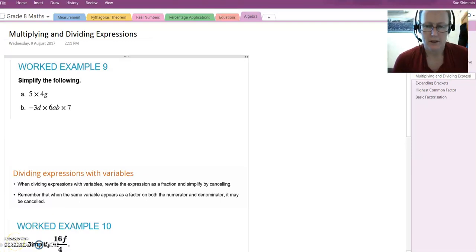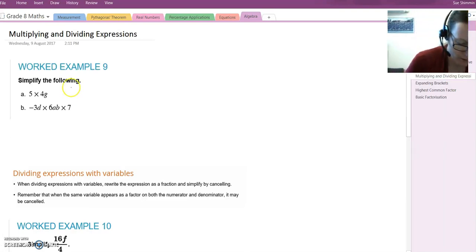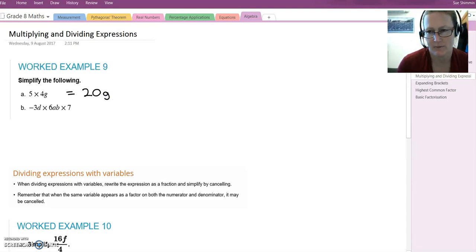Okay, I think multiplying and dividing expressions is actually easier than adding and subtracting, because you can multiply unlike terms. So for example, in A it's 5 times 4g. They're not like terms, but it doesn't matter. We can multiply them together. So what we do is we say, what's 5 times 4? 5 times 4 is 20, and then we just put the letter g there because that's the only letter.